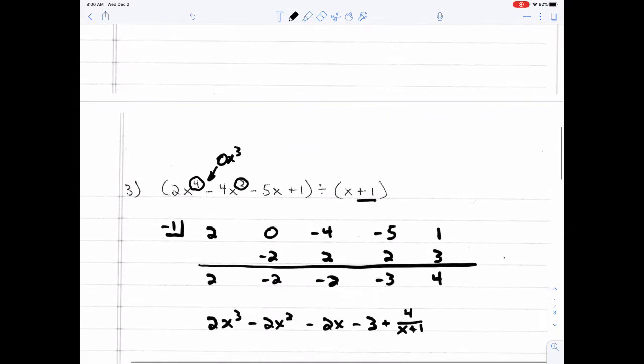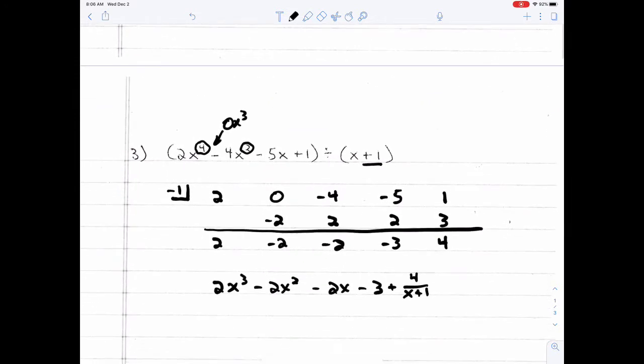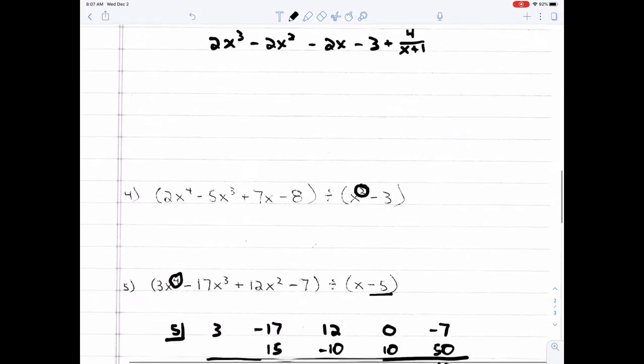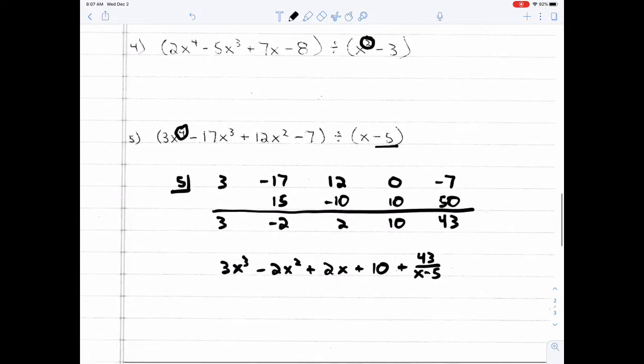Let's take a look at the next one. If I factored 2x to the fourth minus 4x squared minus 5x plus 1, would x plus 1 be one of those factors? No, I know it's not going to be. Why? Because the remainder is 4 and not 0. Remember, the only time the divisor is going to be a factor of the dividend is if the remainder is 0. And I could say the same thing for number 5 here.